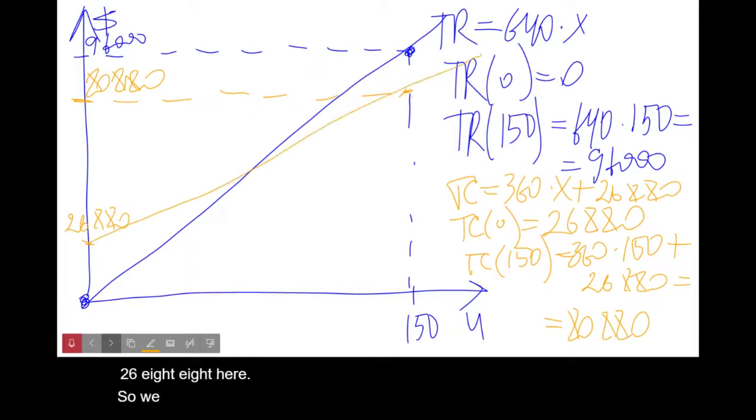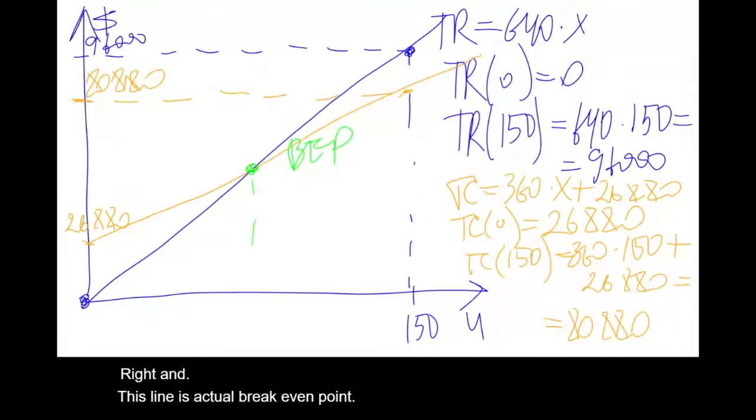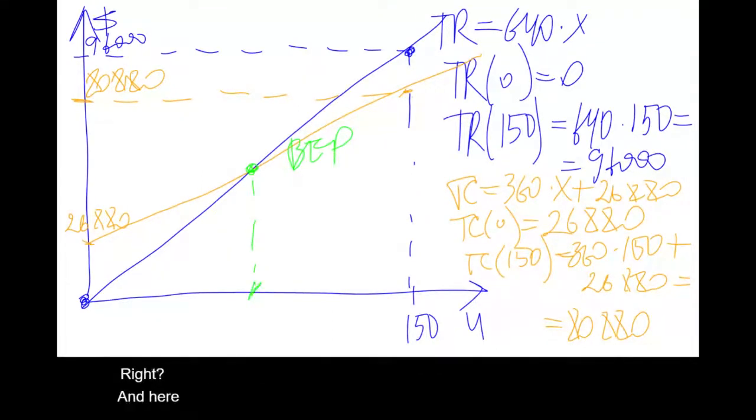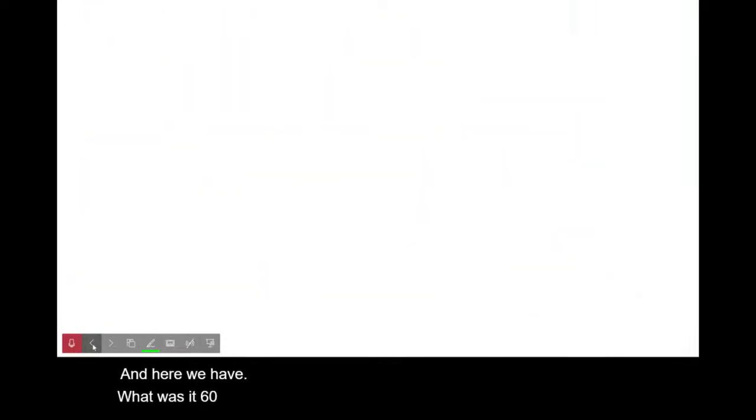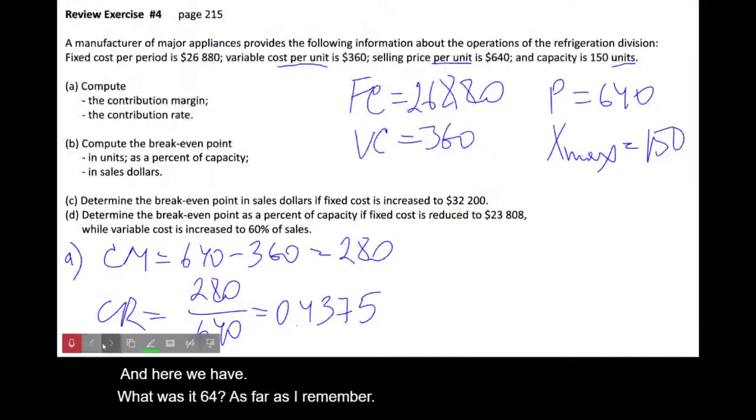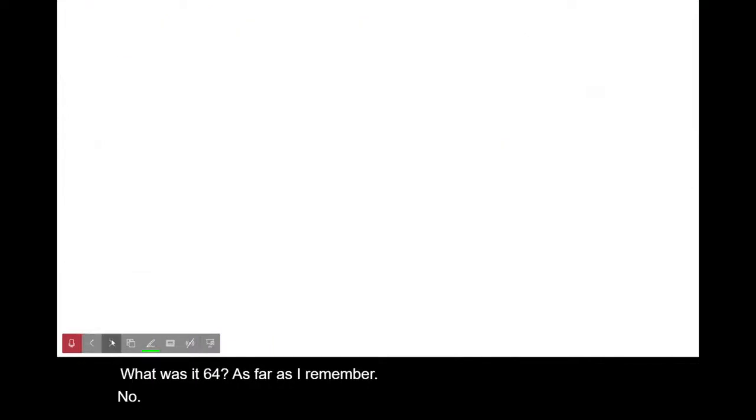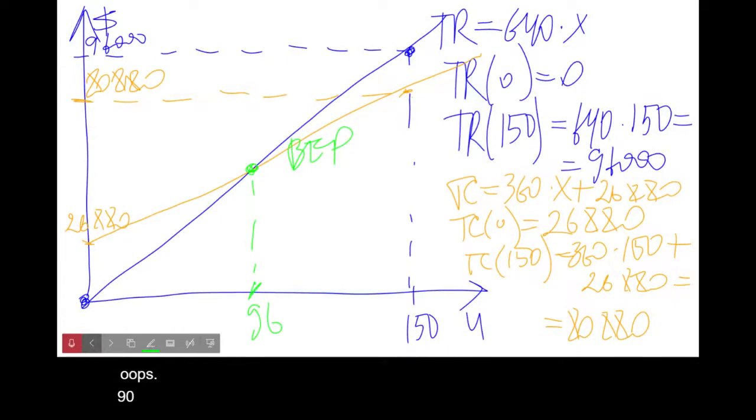So we connect two lines, right? And this is the actual break-even point, right? And here we have, what was it, 64 as far as I remember? No, 96. Oops, 96. And 640 times 96, so 6144. That's it.